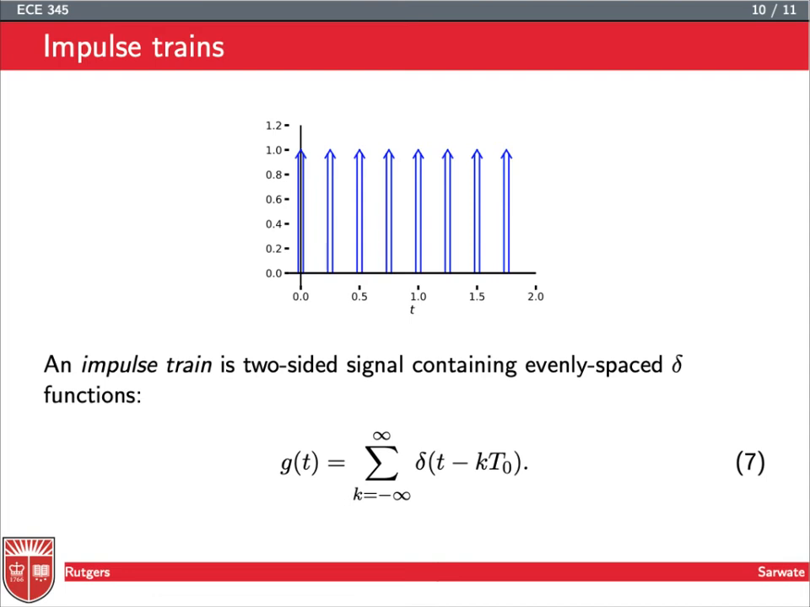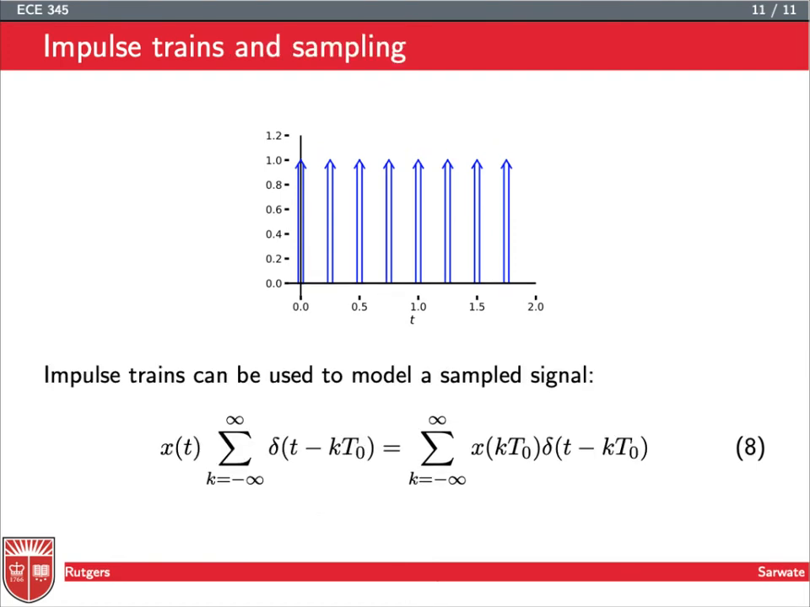So we had impulse trains in discrete time. We also have impulse trains in continuous time. Here again we have evenly spaced delta functions at integer multiples of t0. That's the sampling interval here. I think t0 is 1/4, so every 1/4 we get a delta function. It's the same kind of impulse train as we saw in discrete time.